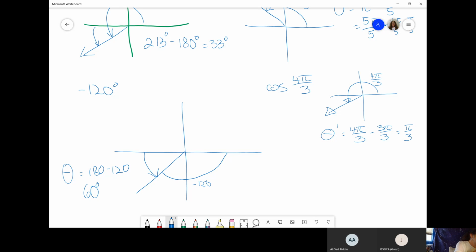So now the cosine of 4 pi over 3 is almost the same as the cosine of pi over 3. You just have to remember that in quadrant 3, the cosine is negative. So you're going to get a negative here. Pi over 3 is 60 degrees.